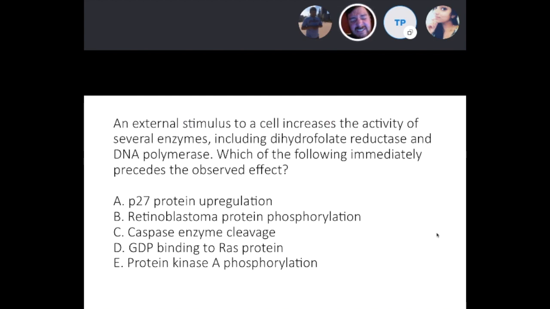I'll admit I have no idea. Maybe A, because I think retinoblastoma has to be hypophosphorylated to be active. I could be wrong. You're right, the active is hypophosphorylated. I take that back. A would cause it to not go. Yeah, P27 is going to be the cell cycle inhibitor, and it's going to inhibit the cyclin-dependent kinase during G1 phase.